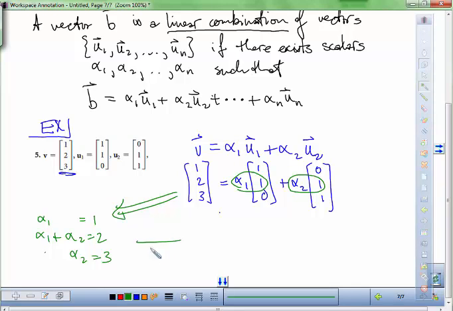Now, right below this vector equation, I'm going to write our system as an augmented matrix. So the augmented matrix will become 1, 0, and 1. 1, 1, and 2. 0, 1, and 3. So that's my augmented matrix.